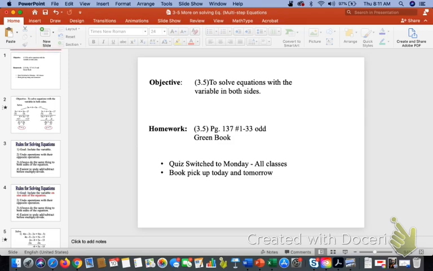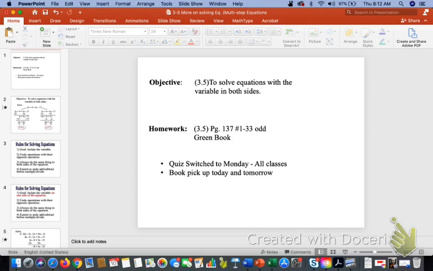You're doing page 137. That's where it starts, number 1 through 33 odd. Okay, we're working out of the green book. Our quiz is switched to everybody for Monday, all classes, and book pickup can be done today or tomorrow. I emailed a schedule.